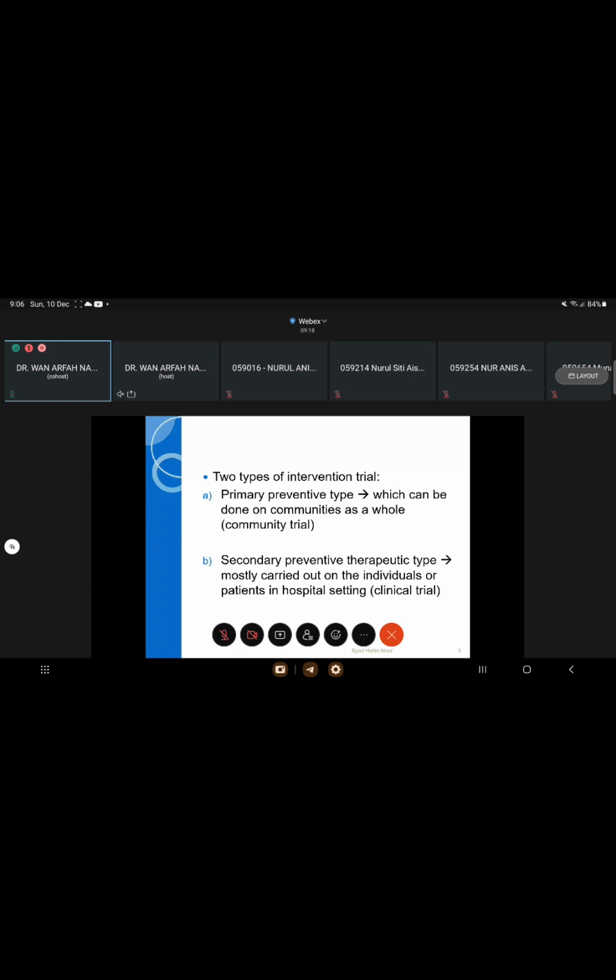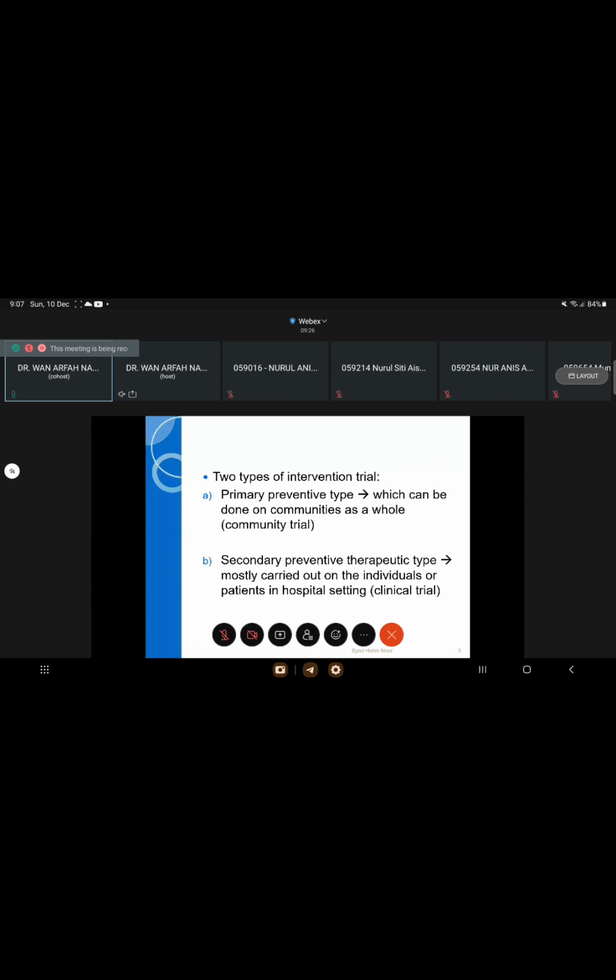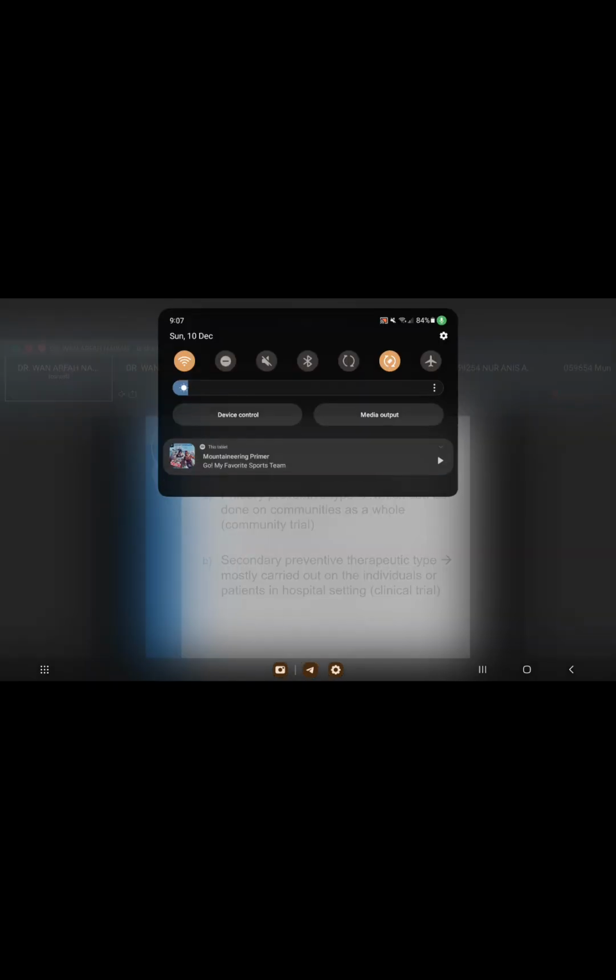First one is the primary preventive type, which can be done on communities as a whole. So this is the community trial, primary preventive. Basically, when you talk about community trial, you are giving primary prevention. For example, you want to do weight reduction program in the community. You want to give, for example, diet control, you give health education. When we talk about primary prevention, disease has not happened yet.